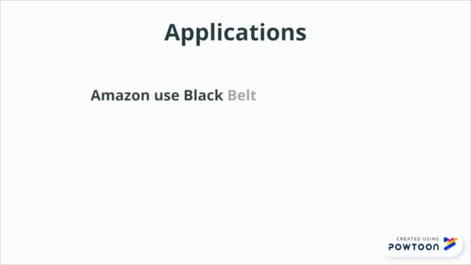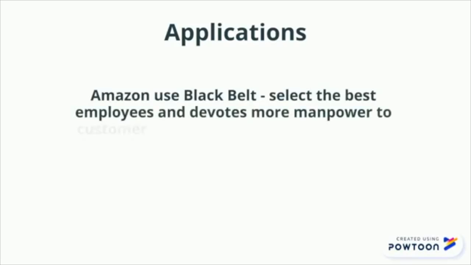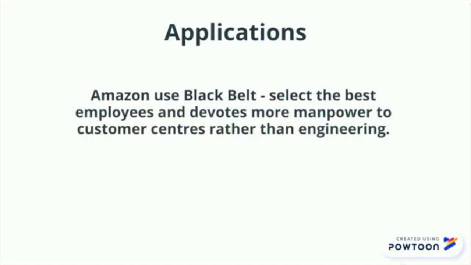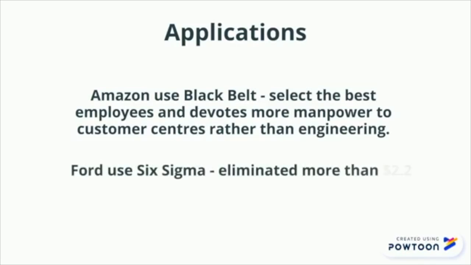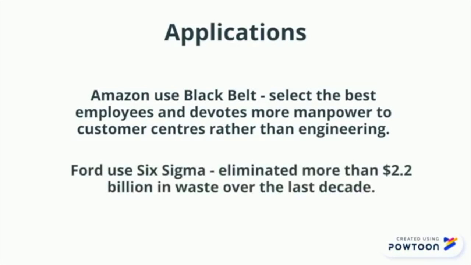Amazon is one organization that uses Six Sigma techniques. They are part of the Black Belt certification as they aim to select the best employees and devote more of their manpower to customer centers rather than engineering to ensure that customers are receiving the best possible service. Another example of a company that uses Six Sigma is Ford, and through using these techniques, they managed to save $2.2 billion in waste over the last decade, proving that Six Sigma is an extremely effective tool for organizations.